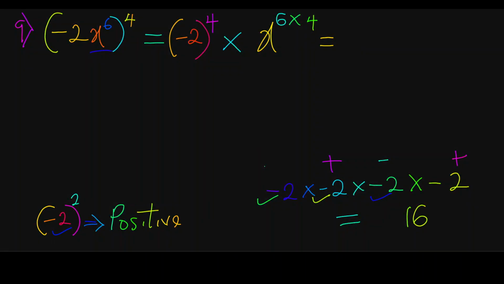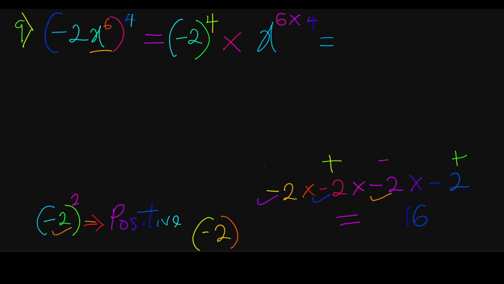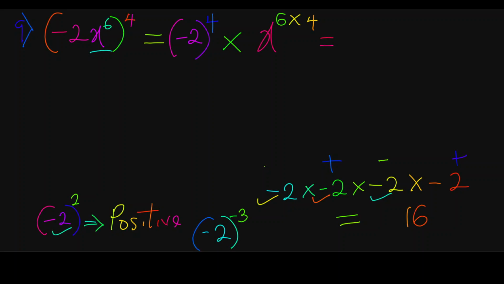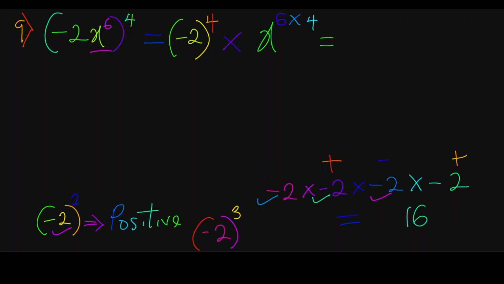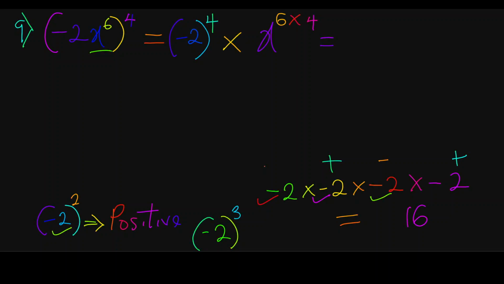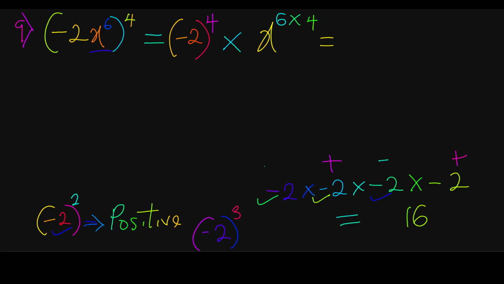But if you have the base minus 2 raised to the power of 3, sorry, if the power is an odd number, as in 3, 5, 7, 9, 11, so as many odd numbers as you can think of.